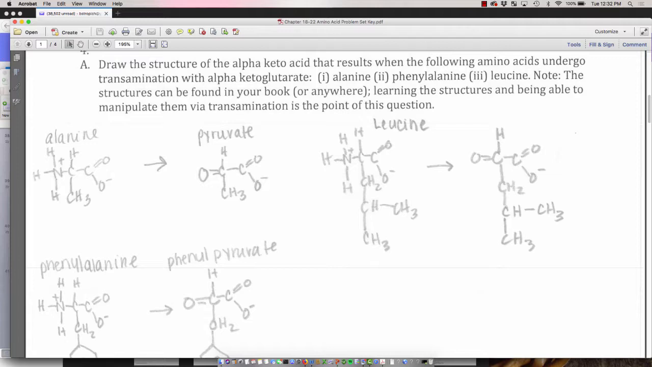So remember that in a transamination reaction, you have an amino acid. Recall you had your alpha carbon. So here's alanine, you have an alpha carbon attached to an amino group, a side chain, and a carboxyl group. In the transamination reaction, you have removal of the amino group and a proton at the alpha carbon, and that's replaced with a C double bond O.